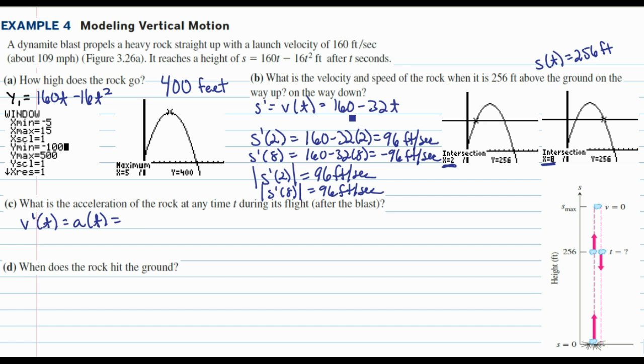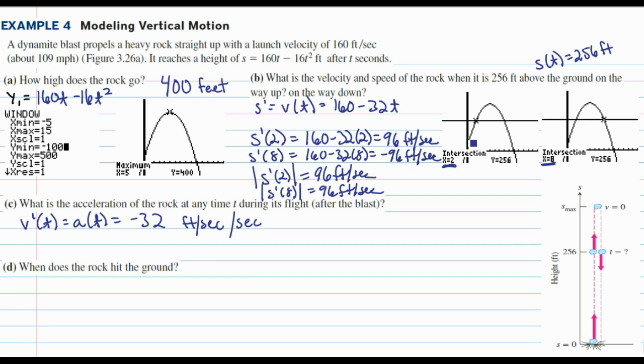So the derivative of the velocity here, let's see, derivative of 160 is 0. So now the derivative of negative 32t is just negative 32. So it actually doesn't matter how many seconds have passed, what second we're at. The acceleration will always be negative 32. And then what unit will that be? Well, that's going to be feet per second, the velocity, per second. So the change in velocity. Negative 32 feet per second per second.